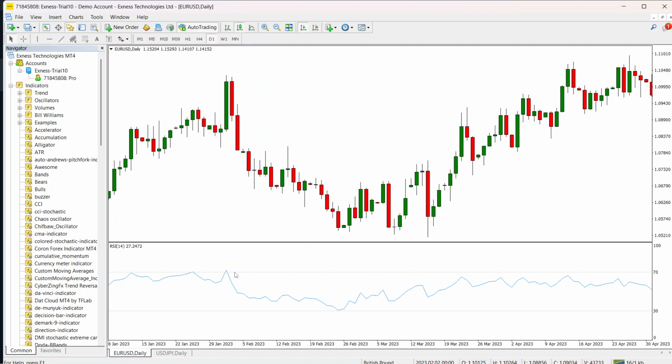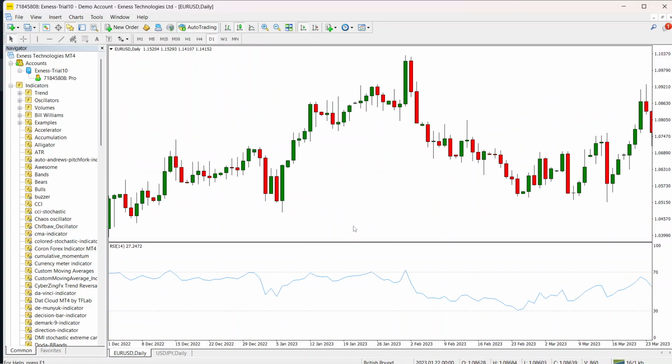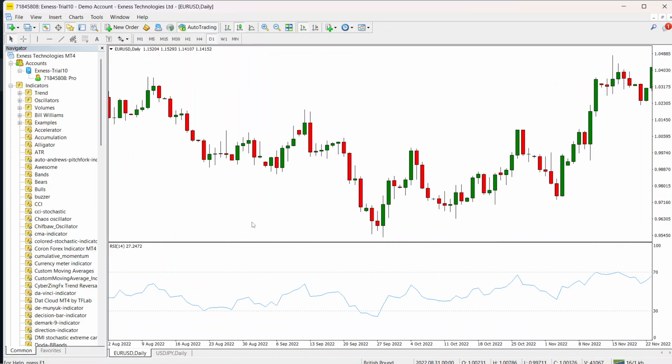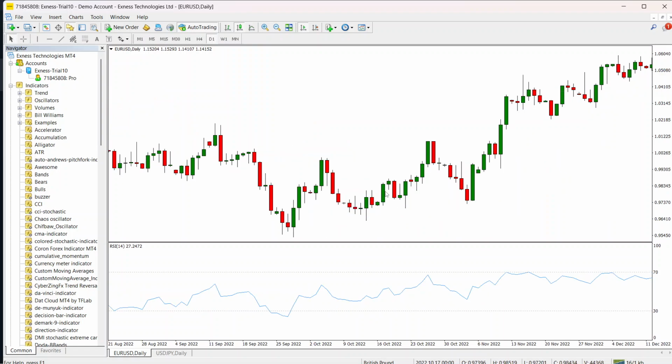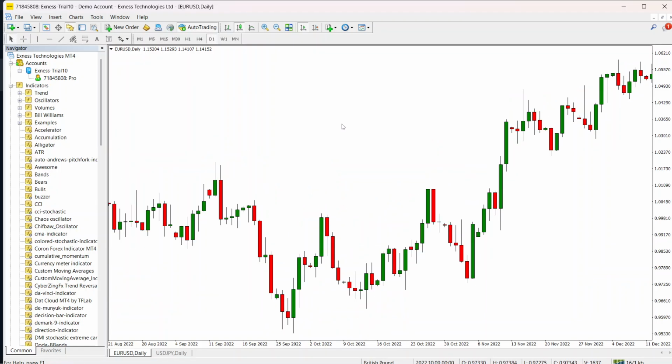As you can see here, this is the overbought zone and this is the oversold zone. In the overbought zone, once the line crosses above 70, it shows that the currency pair has been overbought and is priming for a downward momentum, which we can see here. And when it crosses below the oversold zone, it indicates bullish momentum approaching.